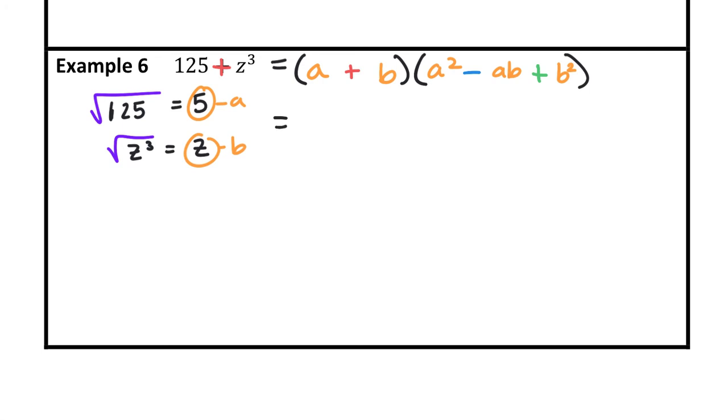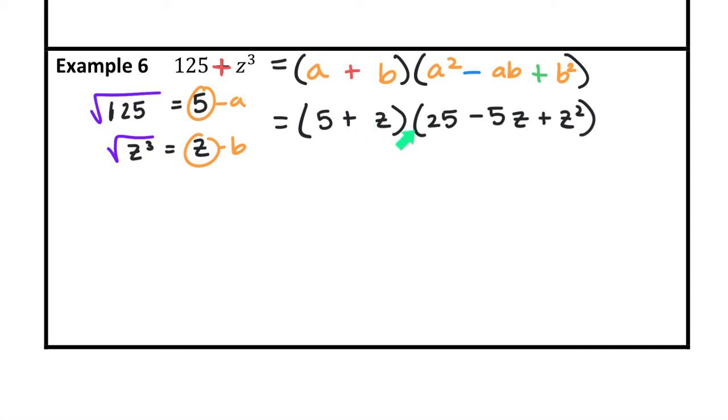Okay, so in the next step I'm going to substitute. So my a is 5, plus z. Then it's going to be 5 squared. 5 times 5 is 25, minus 5 times z is 5z, plus z squared.